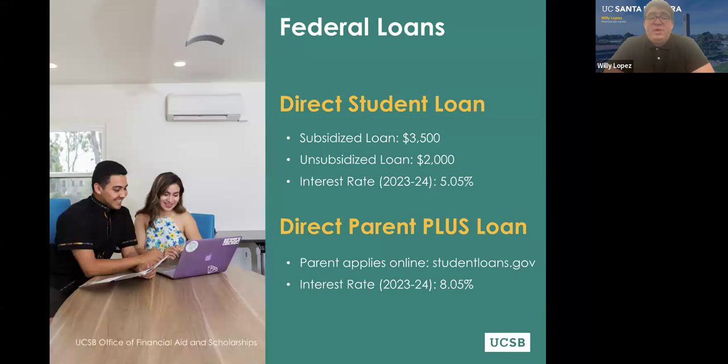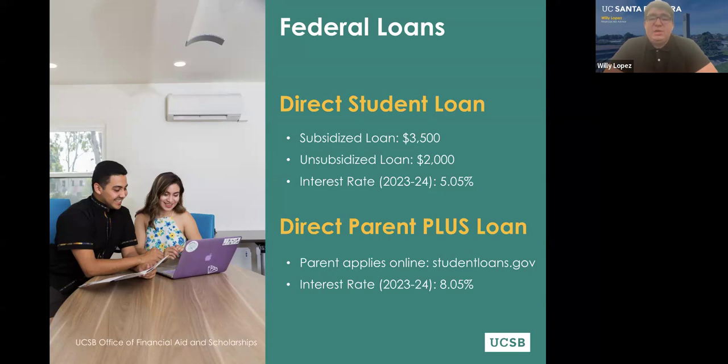The other form of loan that is offered through the federal government is the Direct Parent PLUS loan. Parents must apply for these through studentloans.gov, and these loans have an interest rate of 8% as of the 2023 through 2024 academic year.